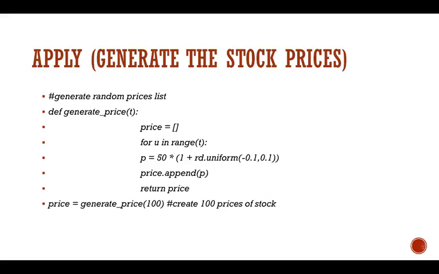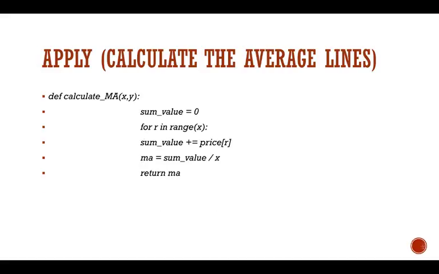Okay, as for code, we first generate the stock price. We can test it by using the real stock price, but here we just generate random stock price to test. And then we define the formula to calculate the average lines. It's just like the double moving average strategies.